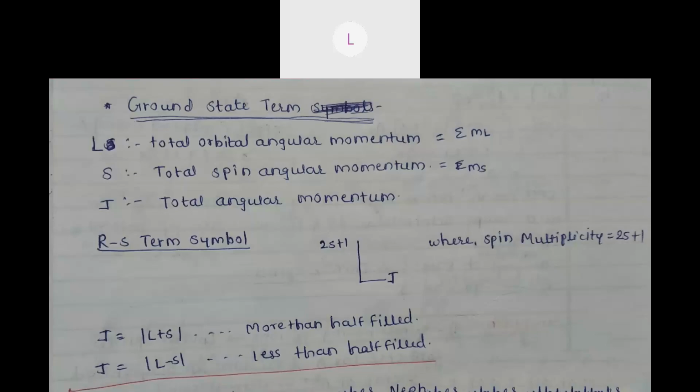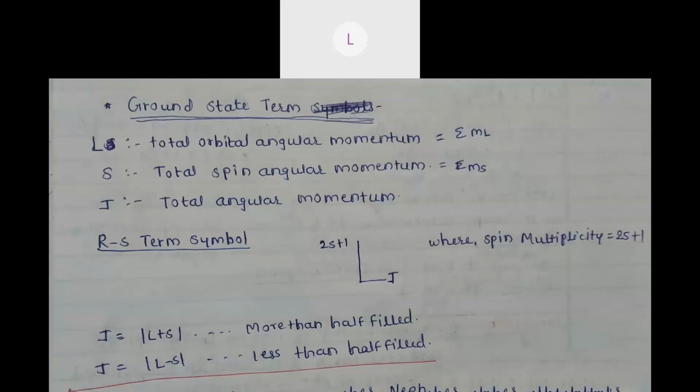Now here, this L is nothing but the orbital angular momentum, and it can be calculated by doing the summation of the orbital quantum number. We will see examples. Then S is the total spin angular momentum, which is again calculated by doing the summation of the spin quantum number, which is either plus half or minus half. We will do the summation for all the electrons present in the particular orbital.